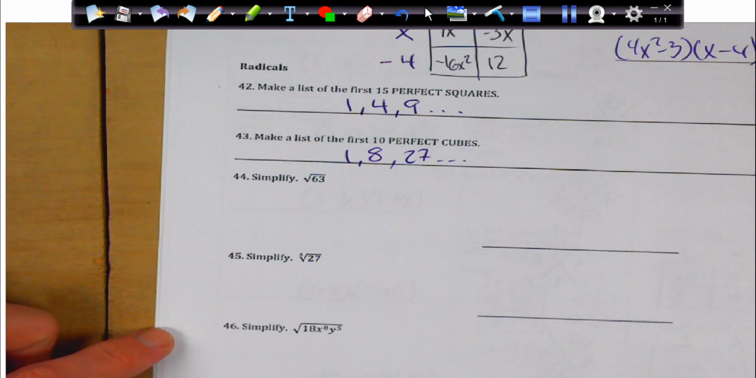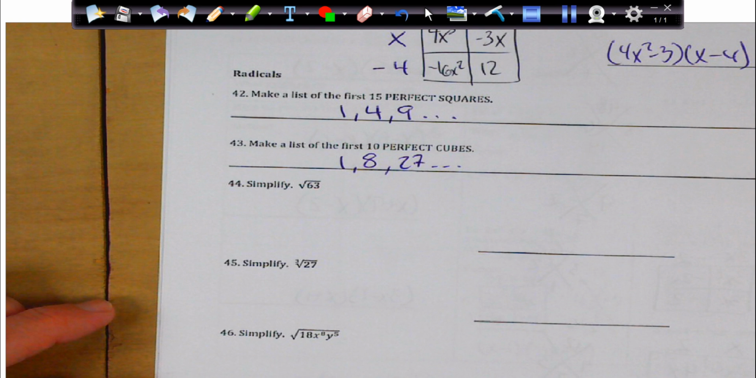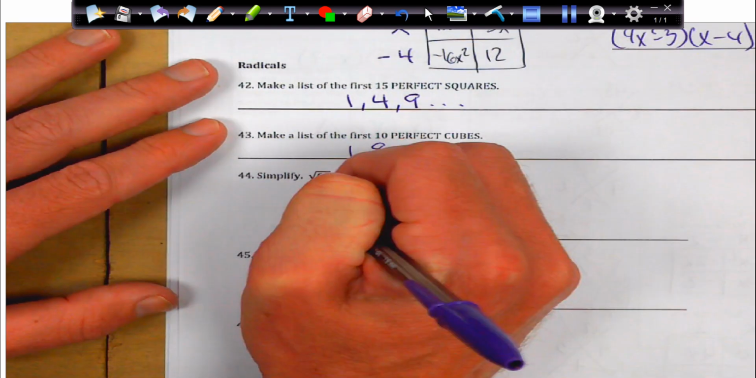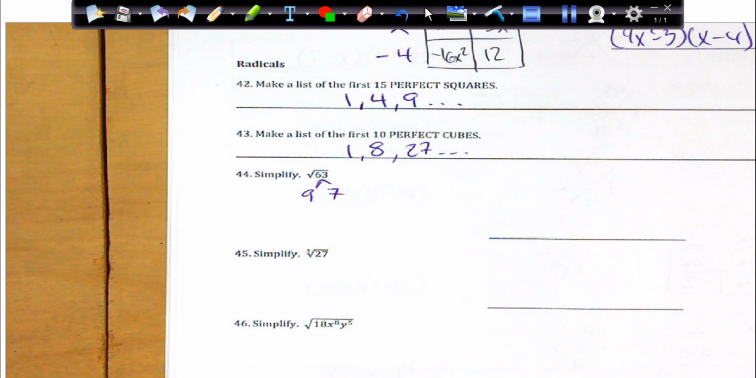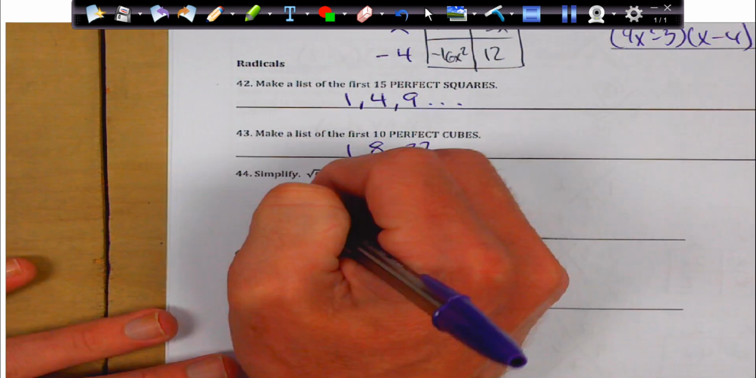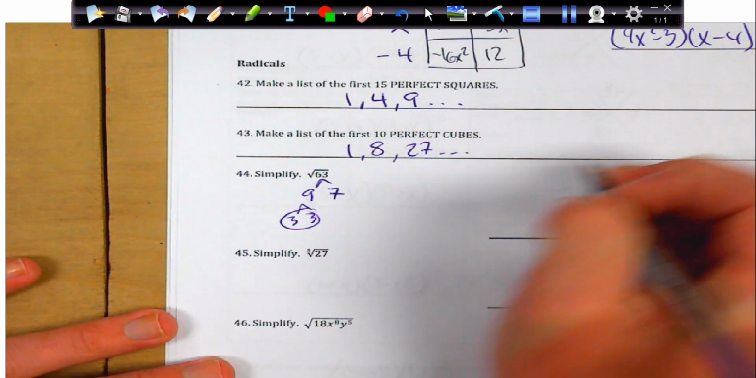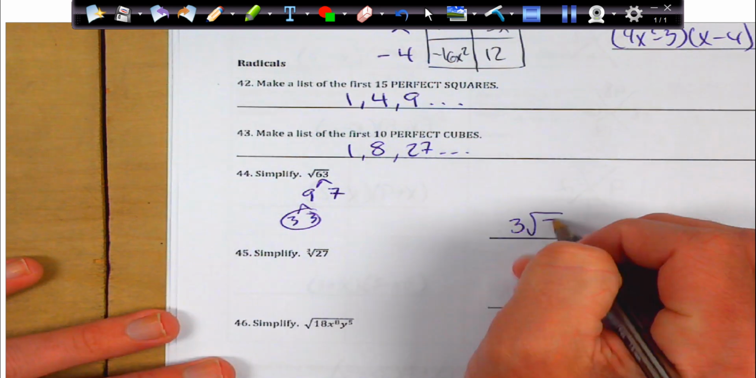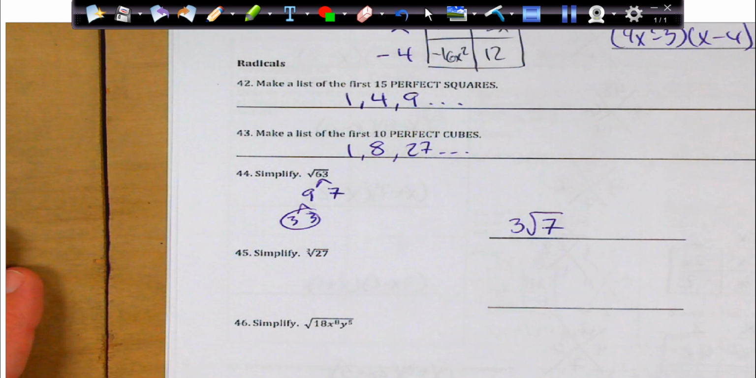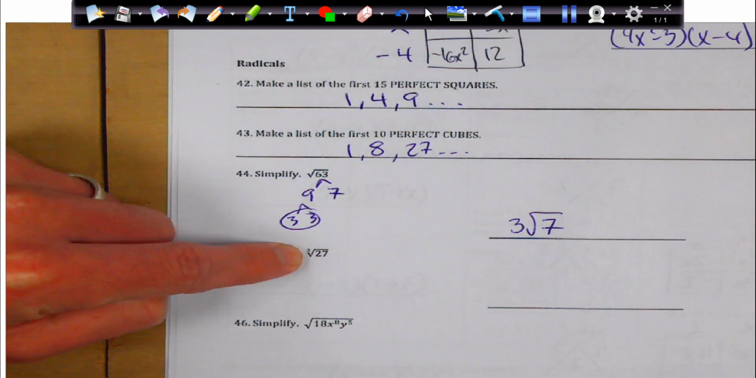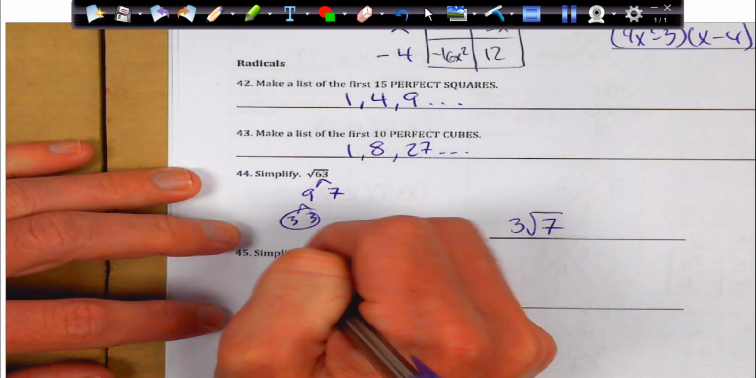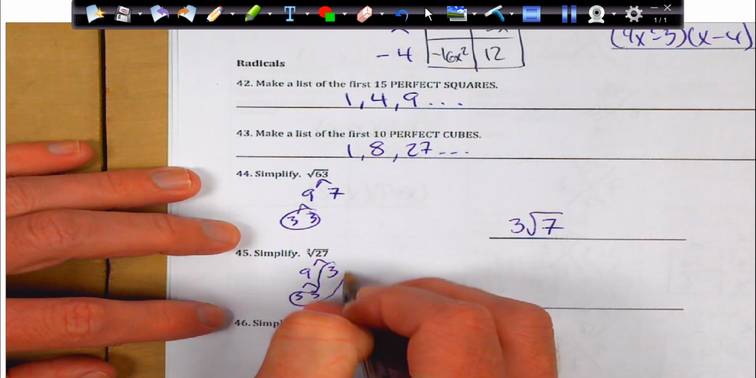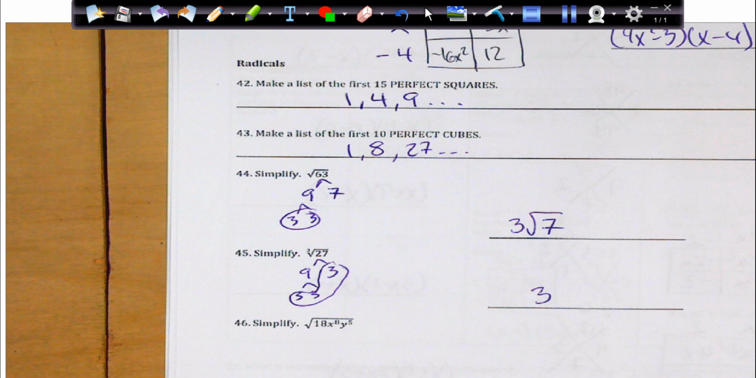Okay, so the square root of 63, although it seems like it would be a perfect square, it's not. I'm going to look for a perfect square, 9 and 7. 9 is a perfect square, that's 3 and 3. So we get to take out the two equal factors, which is the 3, and I'm left over with the 7 behind, stays in radical jail. Here I'm looking for 3 equal factors. Now, I know this is 9 times 3, and this is 3 and 3, so I do have 3 equal factors, so I get to pull out a 3. Nothing's left behind.